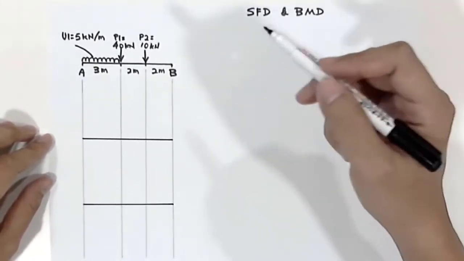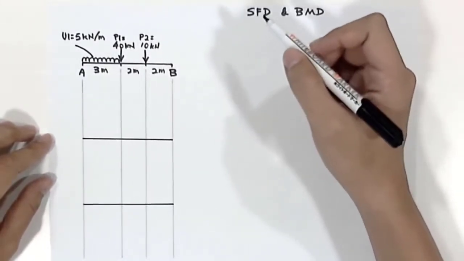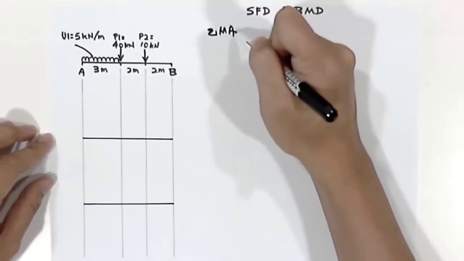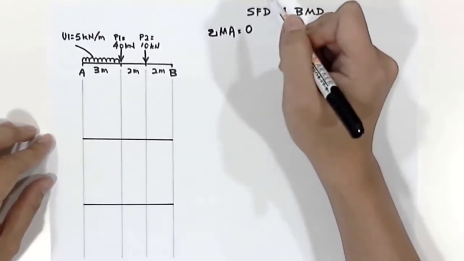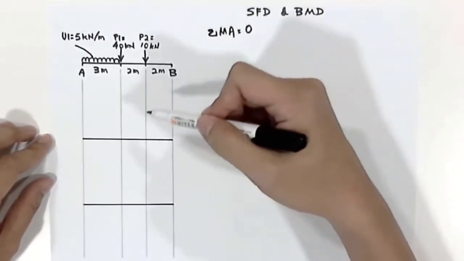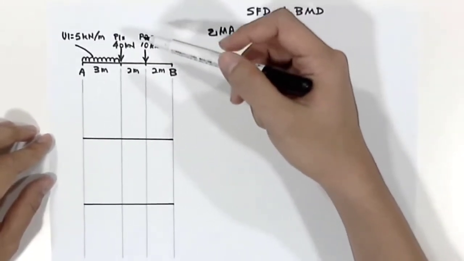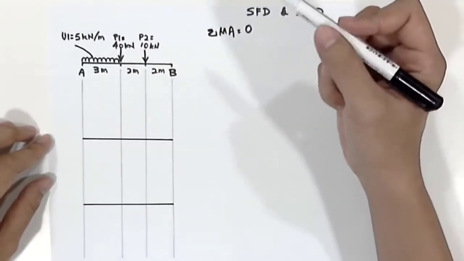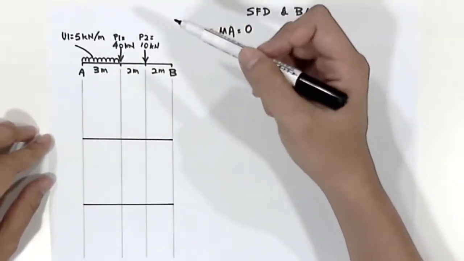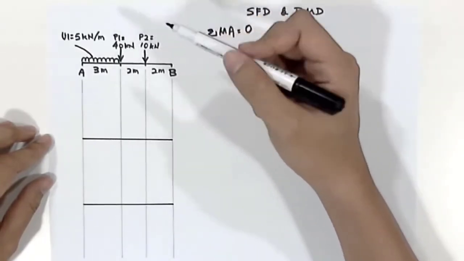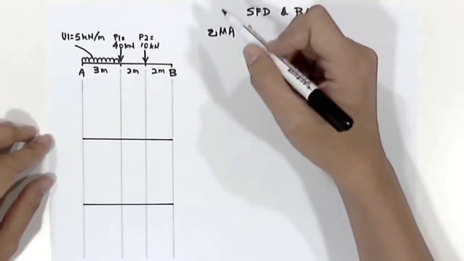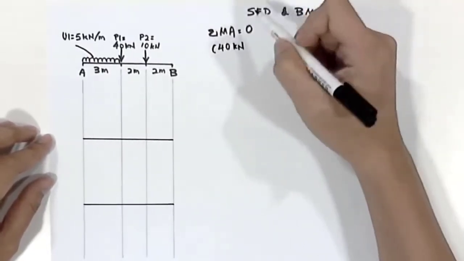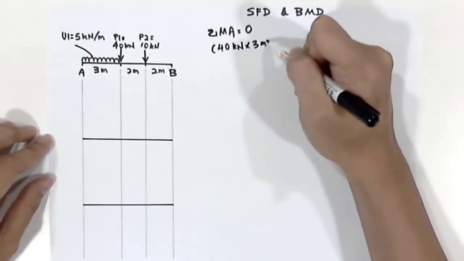So by following the equilibrium formula, we know that sigma MA equals 0. So we'll go into calculating all the moments that will act on point A. The first moment will be coming from point load P1, which is 40 kilonewton times 3 meter.